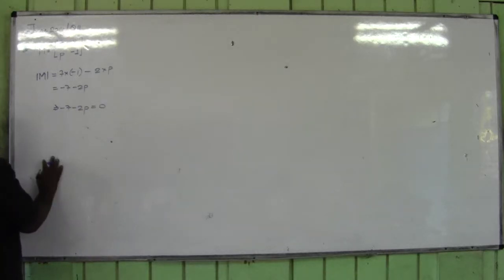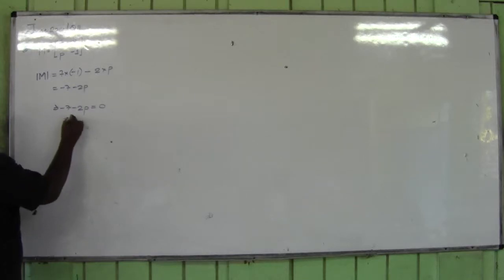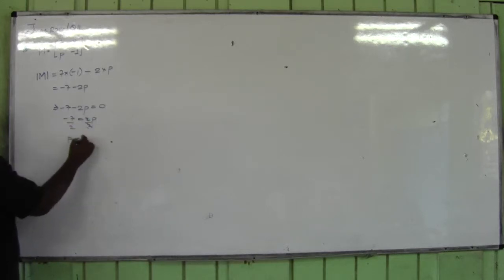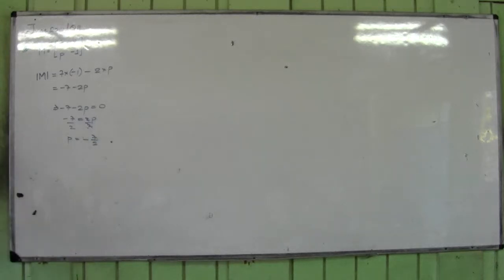Negative 2P goes over and becomes what? Minus 7 is equal to 2P. Divide both sides by 2. P is equal to minus 7 over 2. Ladies and gentlemen, when P is minus 7 over 2, the matrix M does not have an inverse.